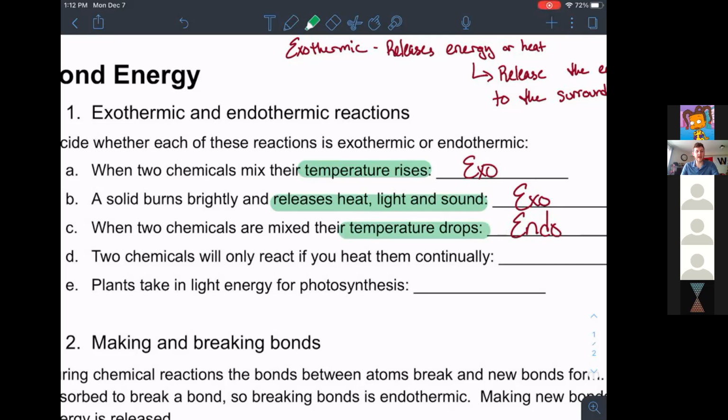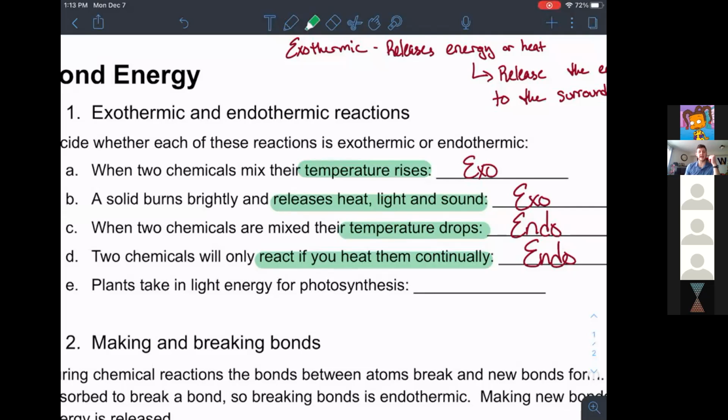Letter D, two chemicals will only react if you heat them continually. So if you continuously heat them, they react. Endothermic, because they only react if you continually heat them. When you continually heat them, they react. And if you keep adding in that heat, that reaction's absorbing that heat or temperature to make this reaction happen, which means that it's absorbing the energy, or it's endothermic.